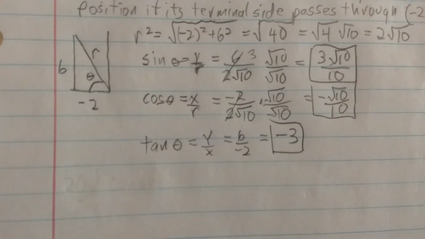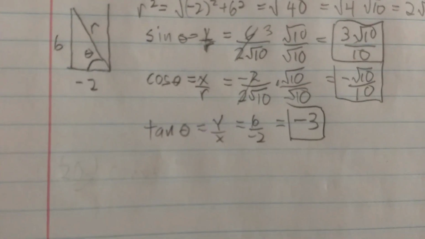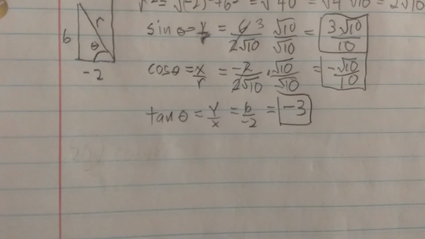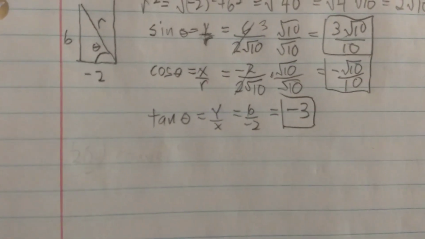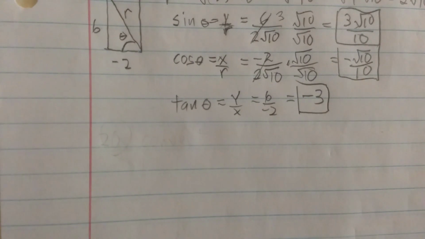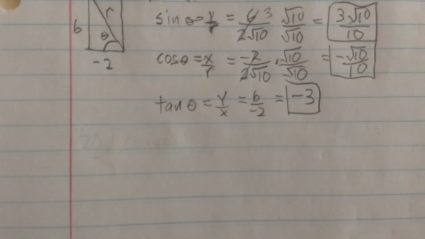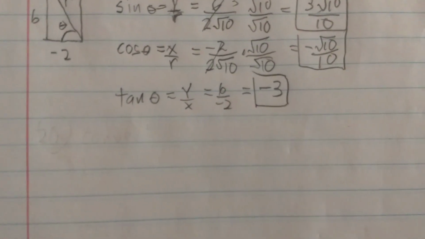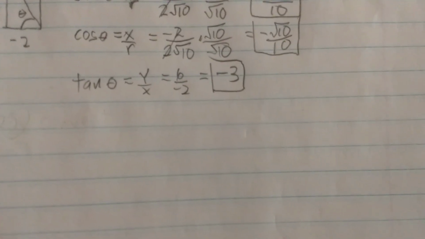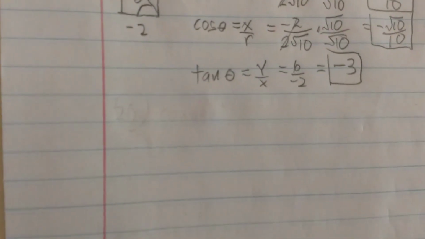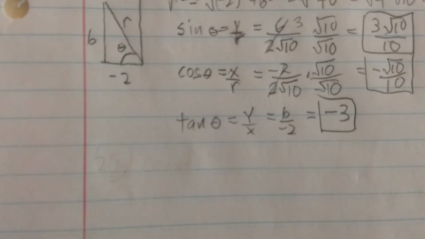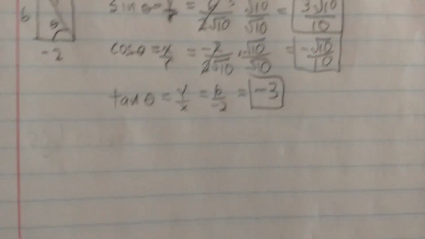So now we can do our sine of theta is y over r, which is 6 over 2 square roots of 10, which becomes 3 square root of 10 over 10 to clear out the square root of 10. And cosine becomes x over r, or negative 2 over 2 square roots of 10, times square root of 10 over 10 to clear out the bottom, becomes negative square root of 10 over 10. And lastly, tangent is equal to y over x, or an easy 6 over negative 2, or negative 3.